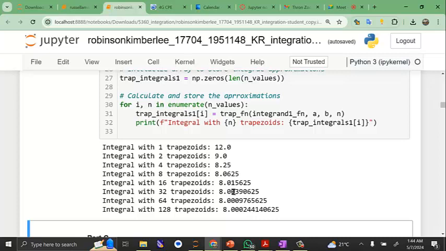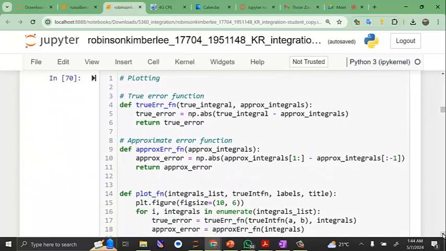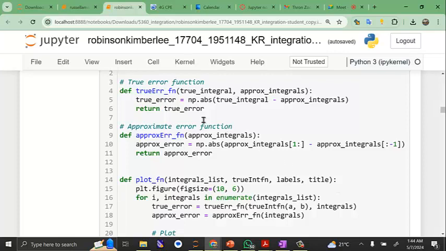And since it's a multiplicative factor of 4, when you take logarithms, that becomes an additive factor. And so let's see what we have here. So here's the plot. The plot is pretty straightforward. Here we have the true error, which is the true integral minus the approximate integrals. And that's fine. We don't need to do a loop. This is the broadcasting of NumPy. Here we have the approximate errors. And so the approximate errors are going to be the difference between successive approximations.